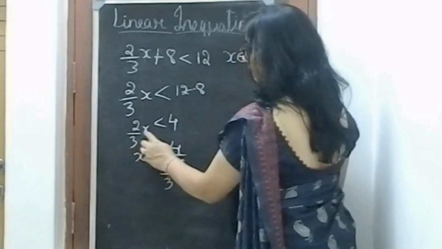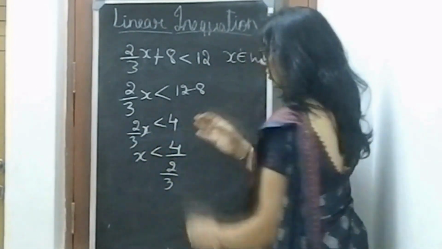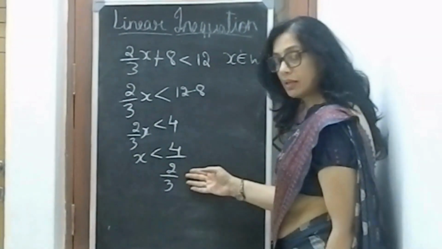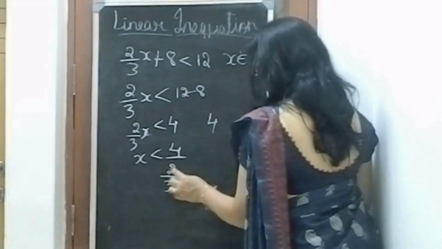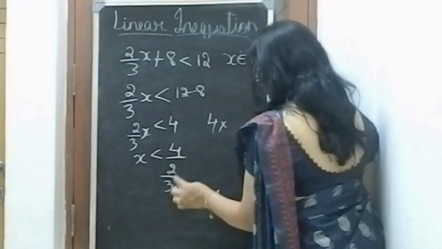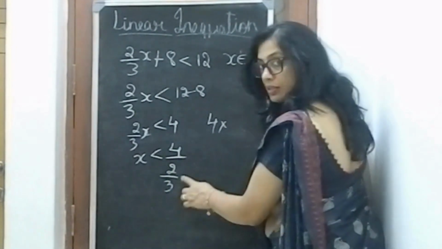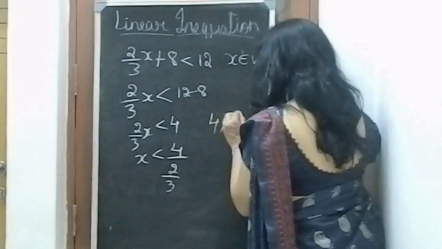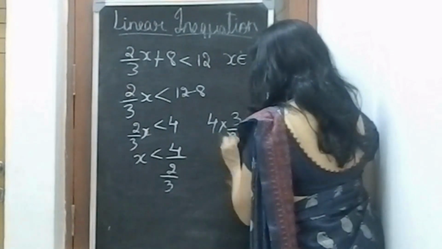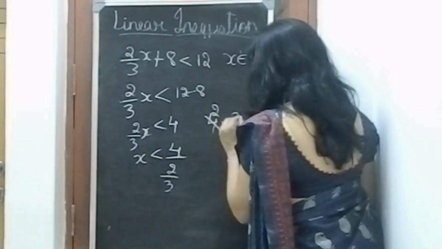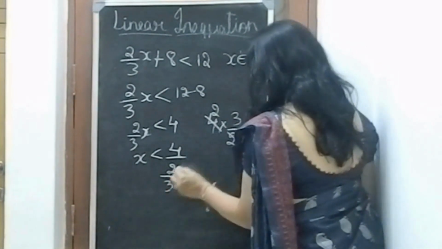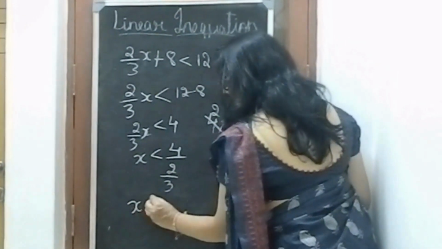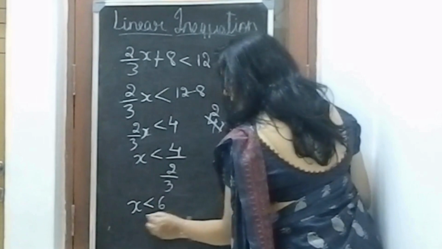Because this is a multiplication here, when I take it to the other side, it will be division. So 4 divided by 2/3. How will I solve this? Now I have to take the reciprocal of this. Because it's a division by a fraction, I will multiply by the reciprocal, 3/2. 2 and 2 cancel, 2 2s are 4, 2 3s are 6. So the answer is 6. So x is nothing but less than 6.